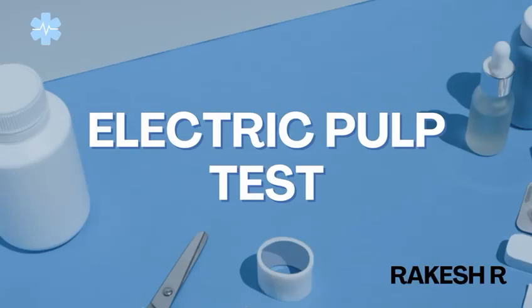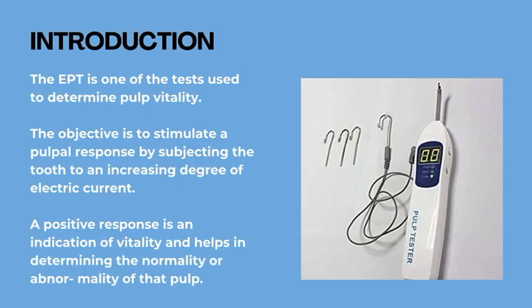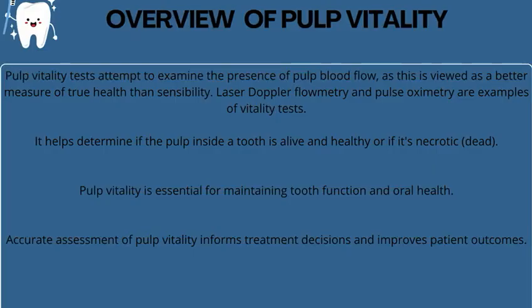Today we will be seeing about the electric pulp test. The electric pulp test is one of the tests used to determine pulp vitality. The main objective of this test is to determine whether the tooth is vital or non-vital based on the electric current signals sent to the tooth. The objective is to stimulate a pulpal response by subjecting the tooth to increasing degrees of electric current.